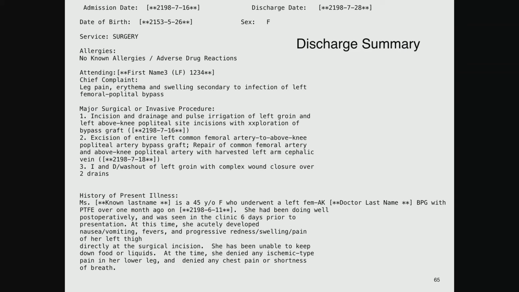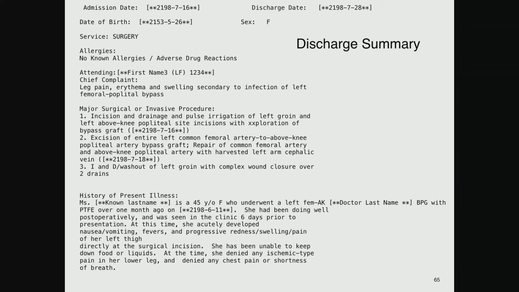History of the present illness. She's a 45-year-old woman who underwent a left femoral AK, doctor something or other with PTFE, whatever that is, over a month ago on a certain date. By the way, these bracket asterisk things are where we've taken out identifying information from the record.